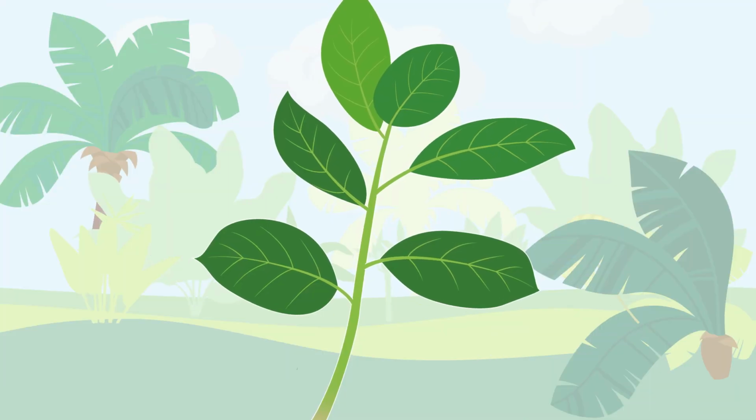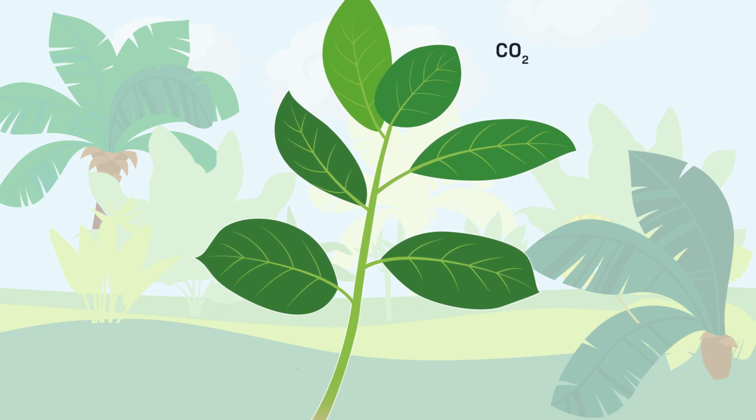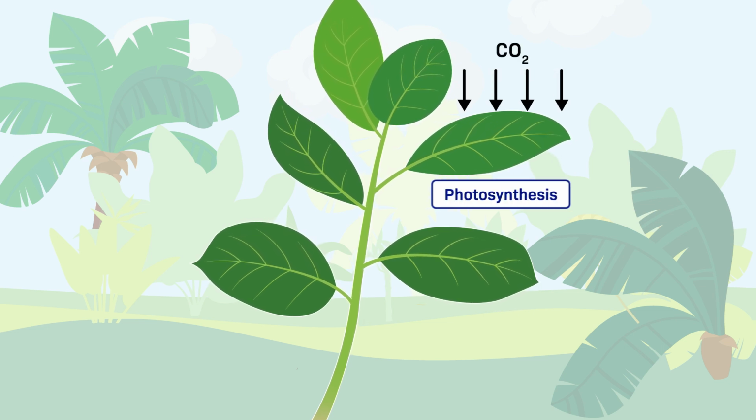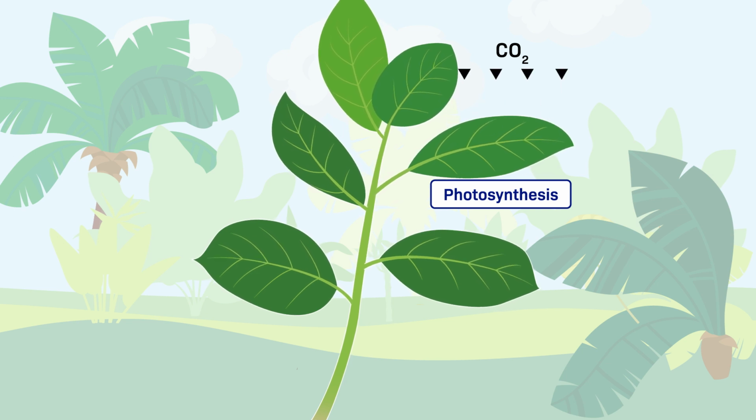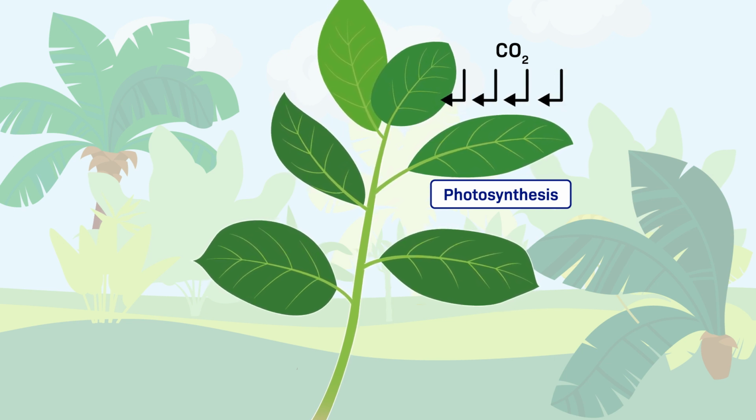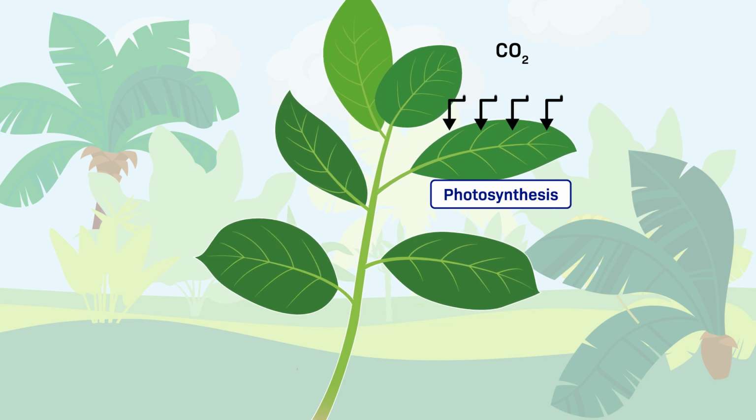For example, you might already know that plants use carbon dioxide, or CO2, during photosynthesis to convert energy from sunlight into chemical energy that is stored as sugar. But do you know where they get their energy from after the sun sets?